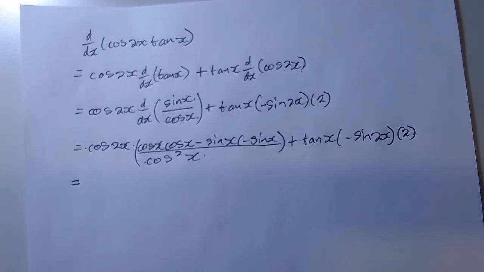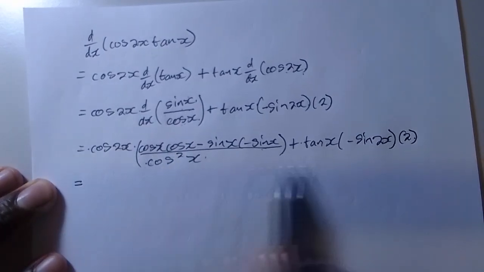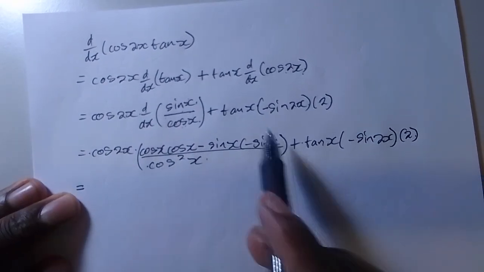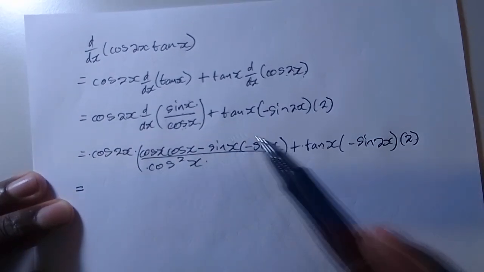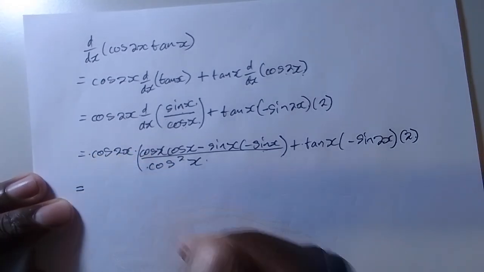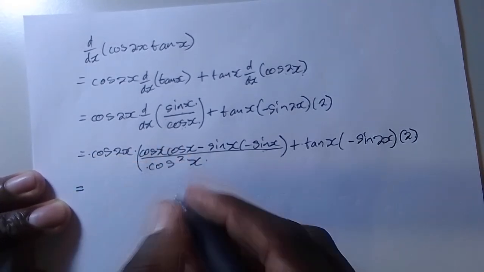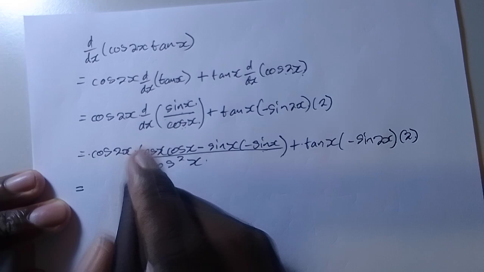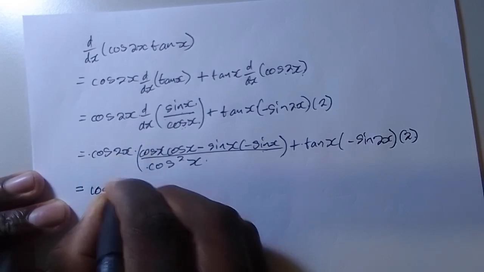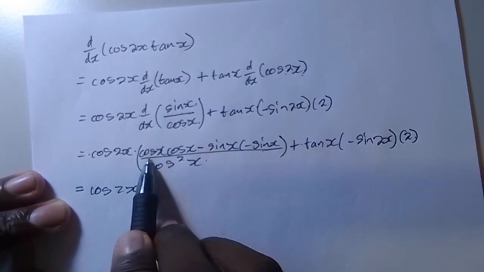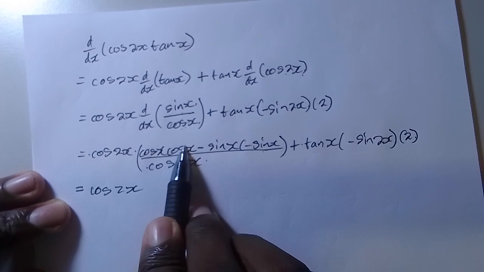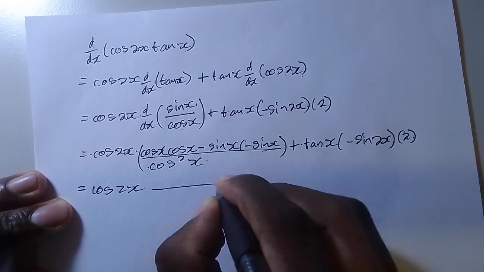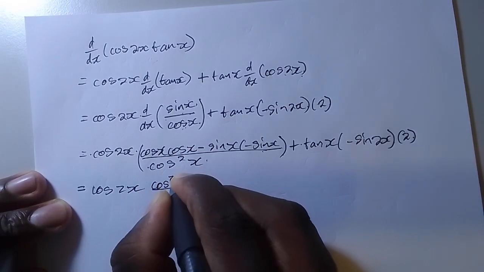Okay, now we just need to simplify. This is the answer, but we are simplifying it now. To simplify this answer, we have cos²x. This is cos²x because cos x times cos x. So cos²x.